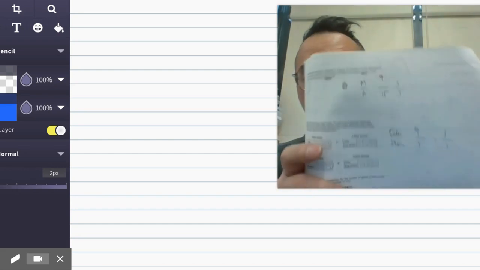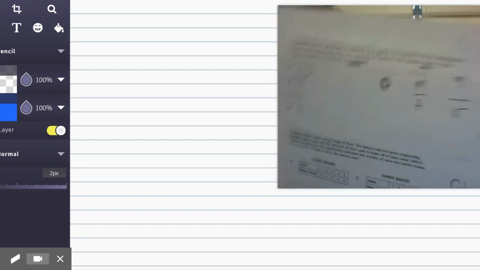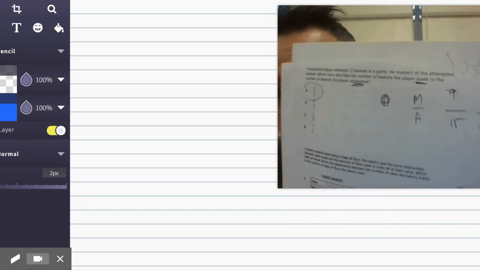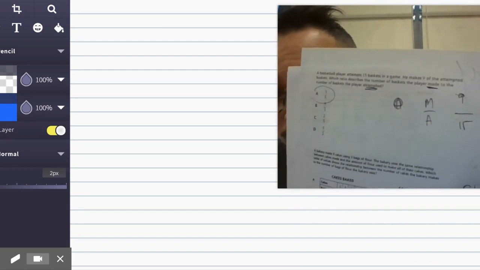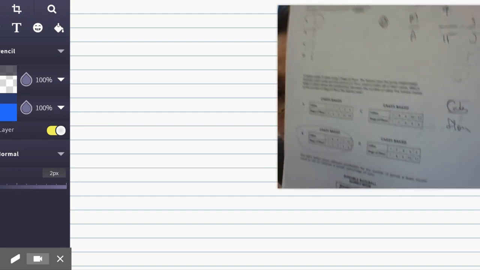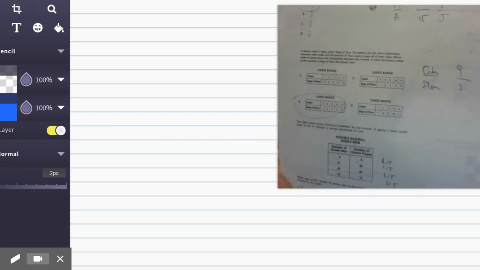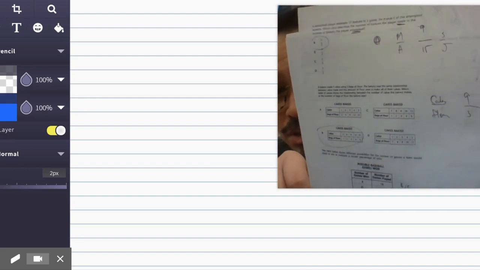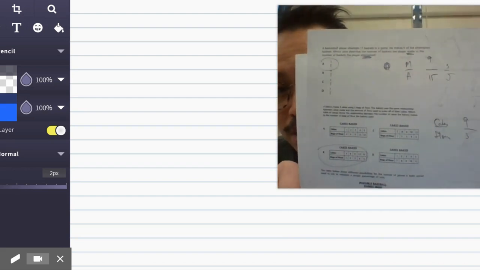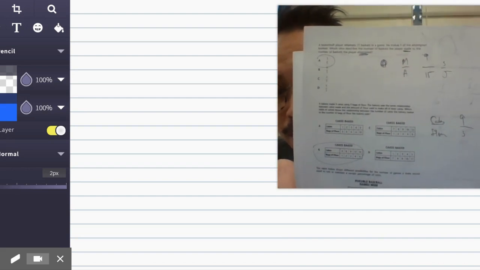What is this? Basketball player attempts 15 attempts per game. All right, so here's the proportion along with the answer. All right, next question. What is it? Let me zoom out a little bit. Next question is this: cake to flour, I guess. All right, and that's my proportion.